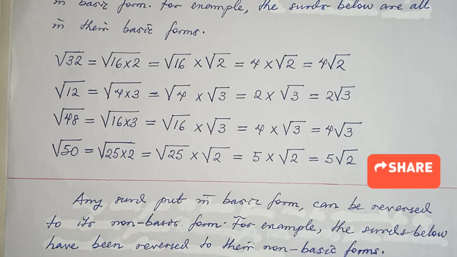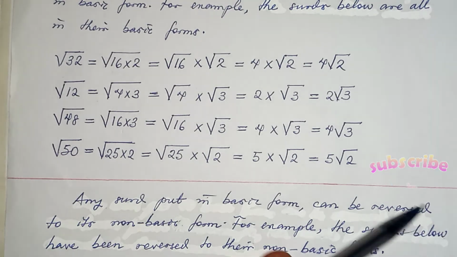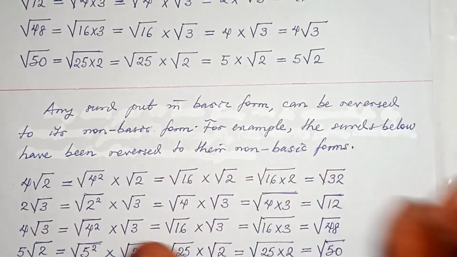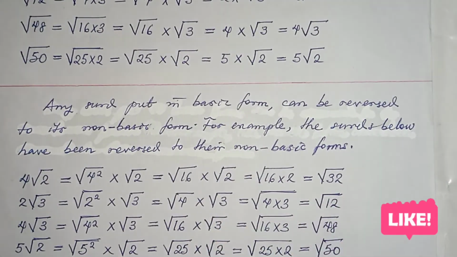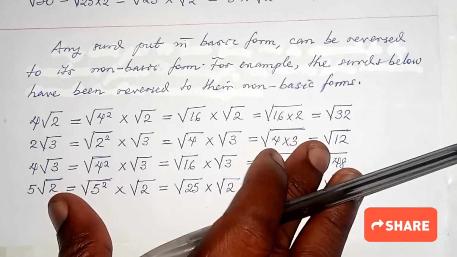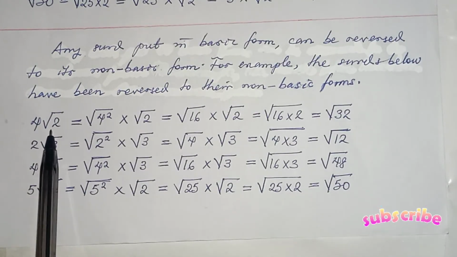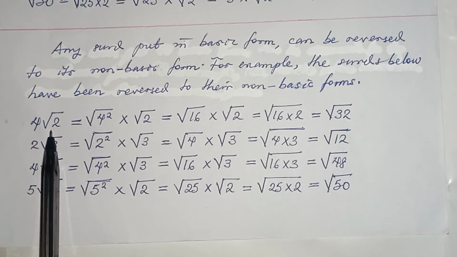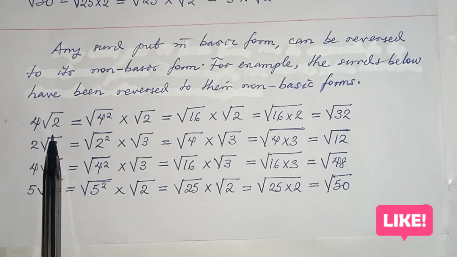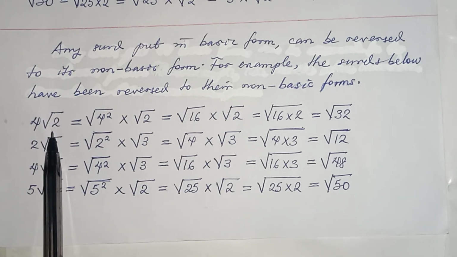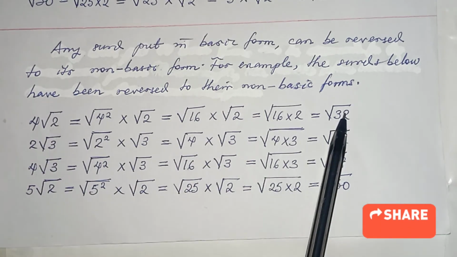Now, we can walk forward from a surd in its non-basic form to its basic form, and we can also walk backwards. So how do we move a surd from its basic form to its non-basic form? All you have to do is to reverse the procedure above. So what I'm doing here is this. 4 root 2 is a surd in its basic form. Now we want to walk backwards to getting root 32.